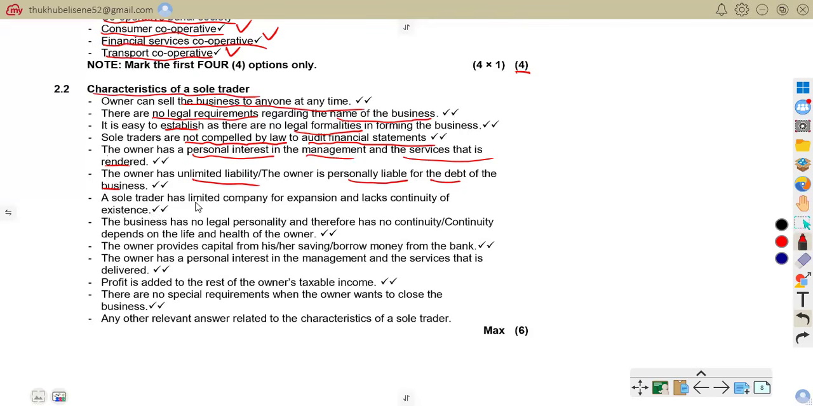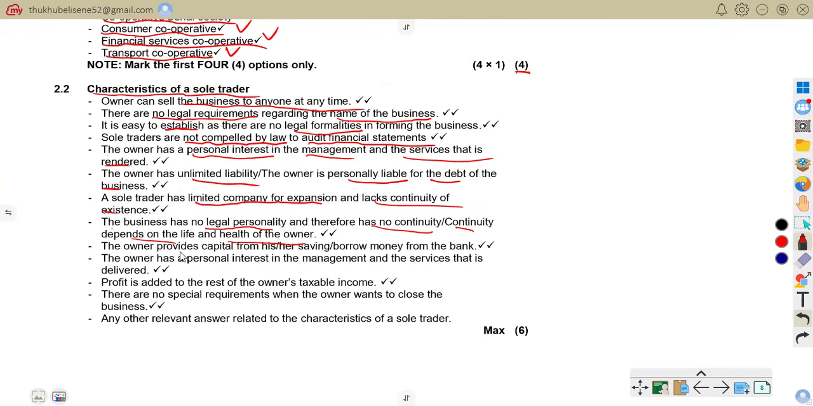A sole trader has limited capacity for expansion and lacks continuity of existence. Meaning to say, there is no continuity. The business ends if the owner dies or becomes unable to run it. That's what this statement is all about. The business has no legal personality and therefore has no continuity. Continuity depends on the life and health of the owner.